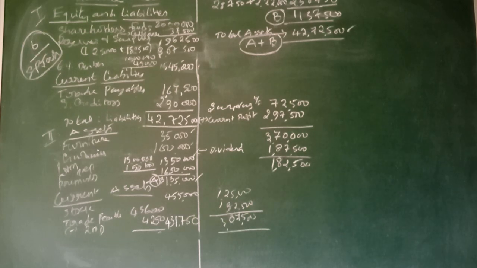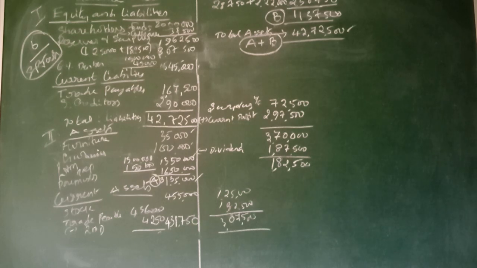The first part of the balance sheet is equity and liabilities: shareholders' funds, then secured loans, unsecured loans, and current liabilities. Then the second part of the balance sheet is assets: non-current assets, then current assets. Let us go one by one. We are given only the list of information, and from that we have to prepare the balance sheet.